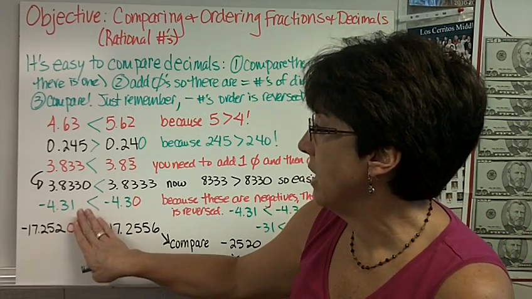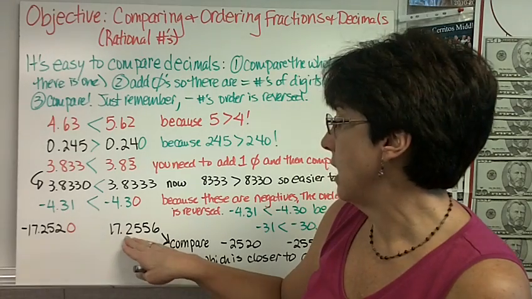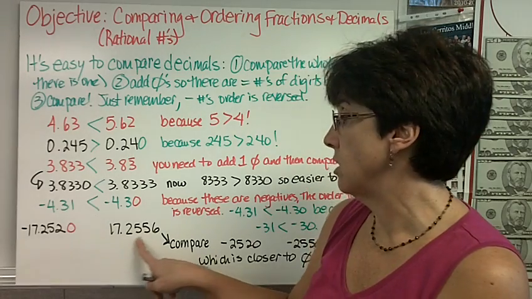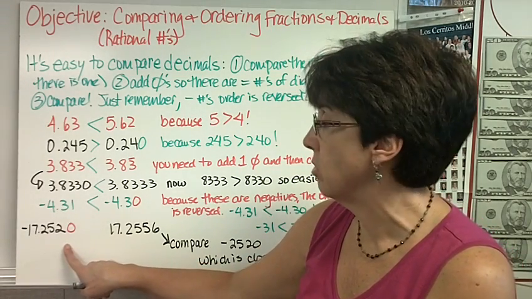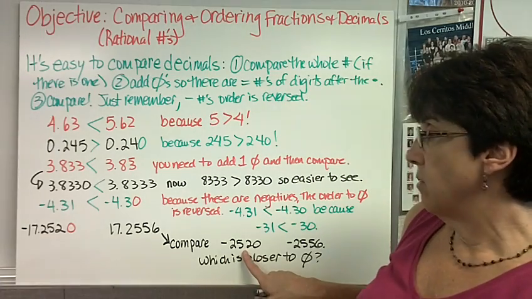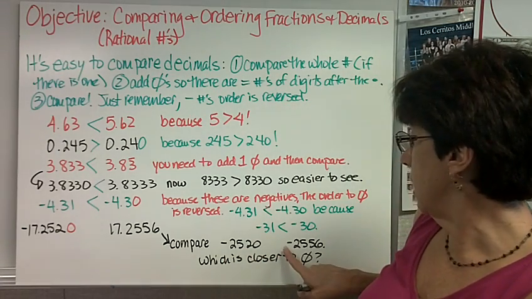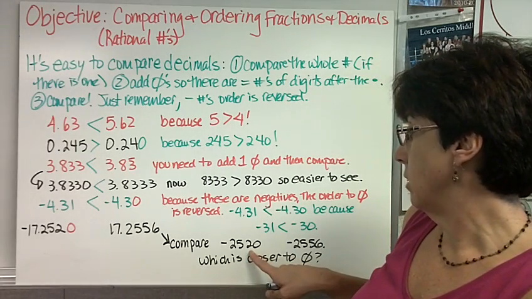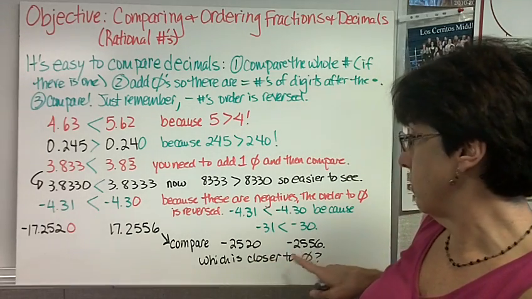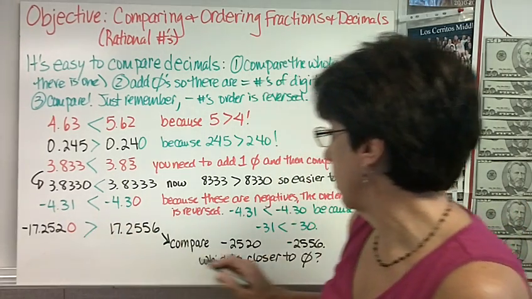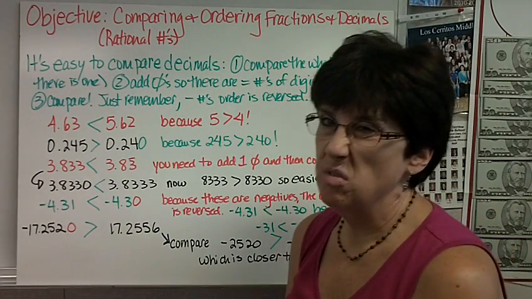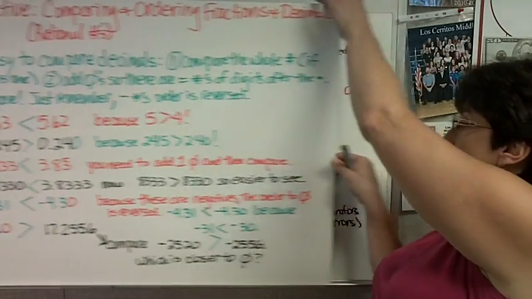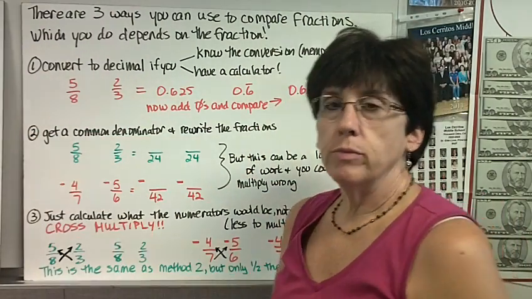Now, let's say you have negative 17.252 versus negative 17.2556. Well, we add a 0 because there are 4 digits after the decimal here and 4 digits after the decimal here. Now I'm going to compare negative 2,520, negative 2,556. Which one is closer to 0? Hopefully you see that 20 is closer than 56 to 0. So this side's going to be greater. It's a little bit weird with negatives. Just figure out which is bigger and reverse it. That's what I do, honestly. But do remember about adding the zeros.